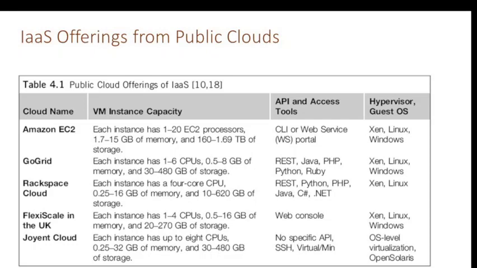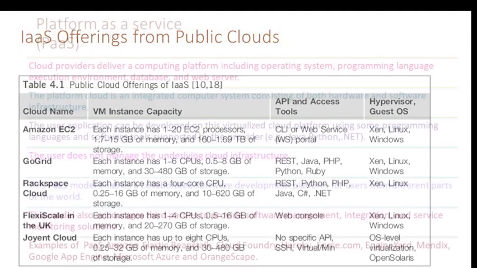We have IaaS offerings from public clouds. They are Amazon EC2, GoGrid, Rackspace, FlexiScale in UK, and Joyent Cloud. They use Xen hypervisor, and guest OS used are Linux and Windows.